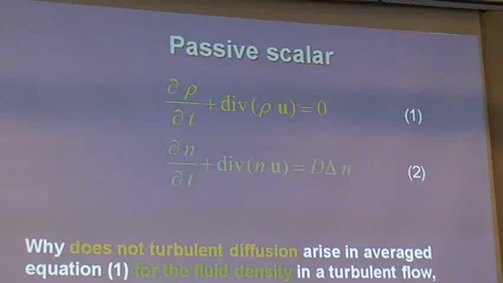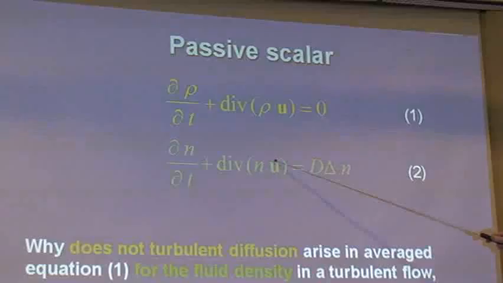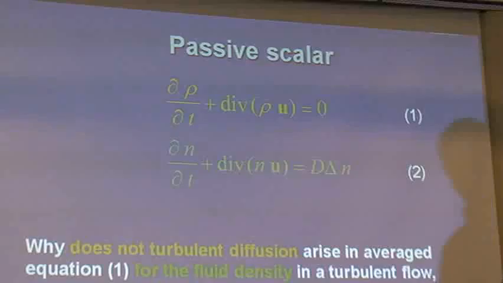There is a paradox. We have two equations: the continuity equation for the fluid and the equation for the number density. The mathematical difference is only in this term. Now, if we average this equation, we never obtain a turbulent diffusion term. If we average the equation for the velocity field, we do obtain turbulent diffusion. We all know that the main term responsible for turbulent diffusion for any kind of field is u nabla n in the exact equation, or u nabla rho.